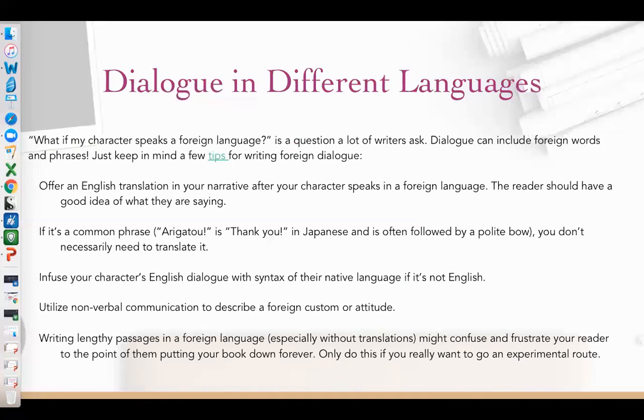This is one of my favorite that Louis L'Amour does really well. His nonverbal communication and his reading of body language in people comes through in his novels. And if you know anything about body language, you're like, oh my goodness, we know what's going to happen next. So anyway, you can also use that nonverbal communication to describe foreign customs or attitudes.